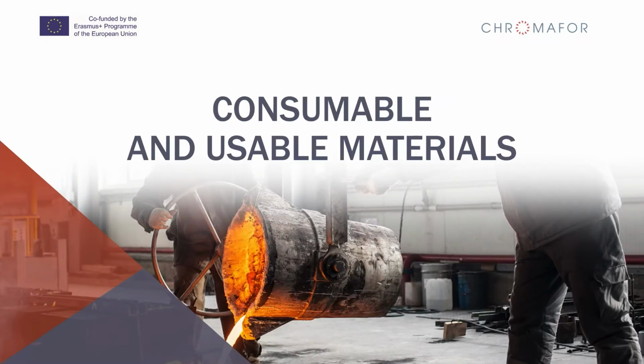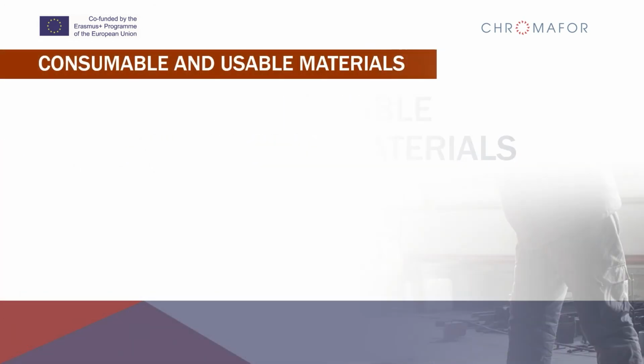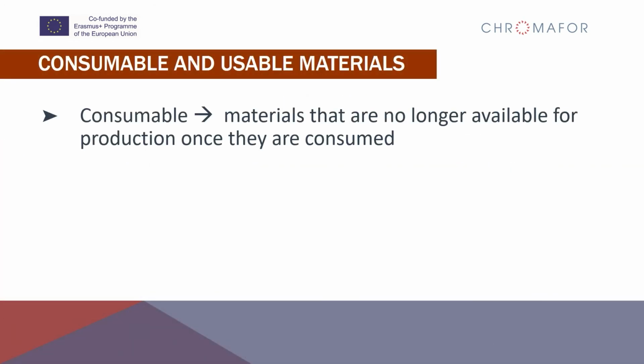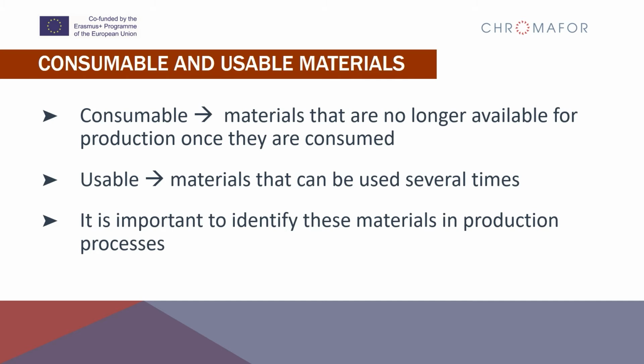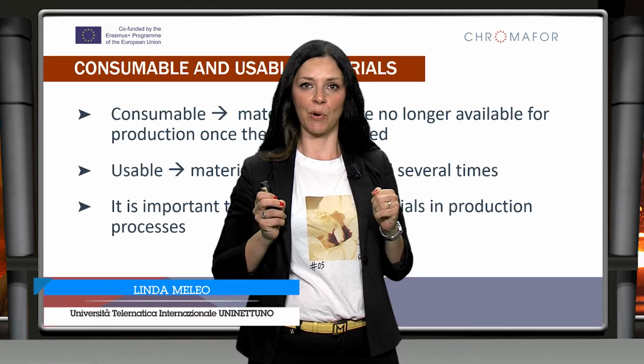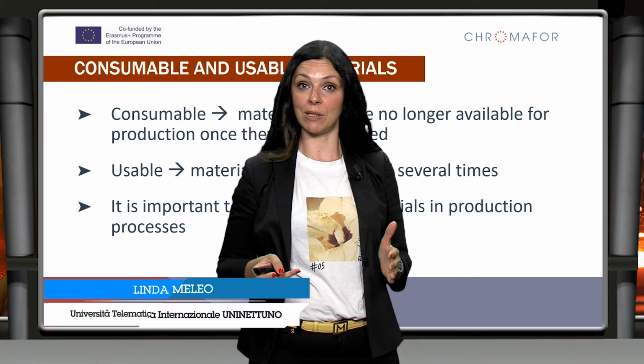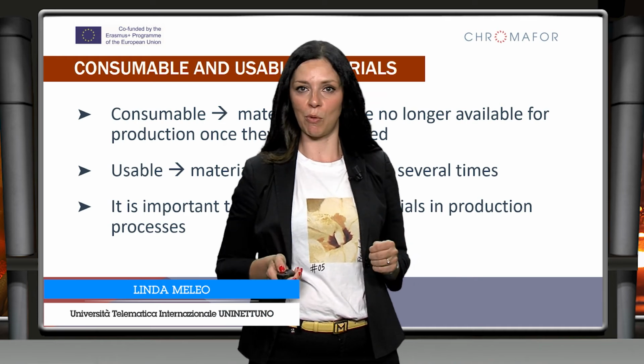Now, let's move to the other topic, consumable and usable materials. What is the difference between consumable and usable materials? Let's see together. Consumable materials are materials that are no longer available for production once they are consumed, while usable materials are the ones that can be used several times. So it is very important to identify these two material flows in production processes, because the goal of the company is to produce and to deal with the usable materials and to reduce the use of consumable materials.